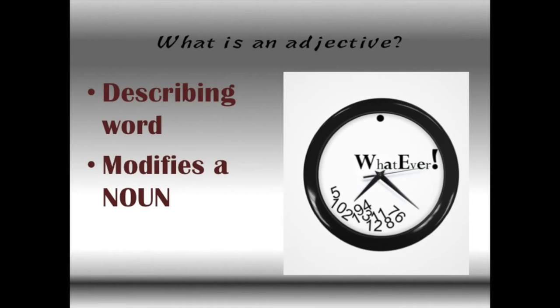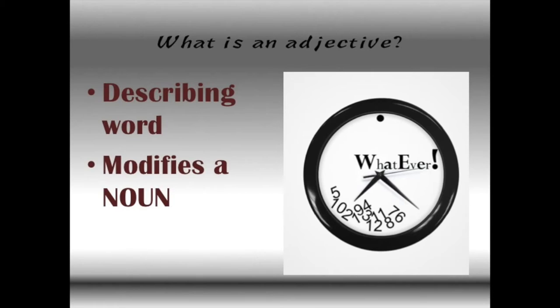We'll start with a definition. What is an adjective? Well, an adjective is one of the parts of speech. We've done a lot of work with adjectives in our writing so far this year, but now we're going to focus on how an adjective acts in a sentence grammatically. An adjective is one of the describing words. Some other describing words are adverbs, but adjectives modify nouns. Remember that a noun is a person, place, thing, or idea.